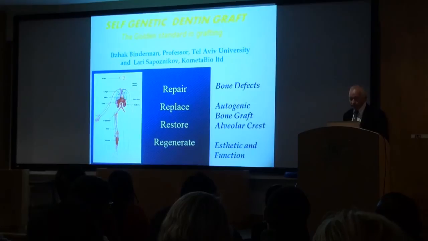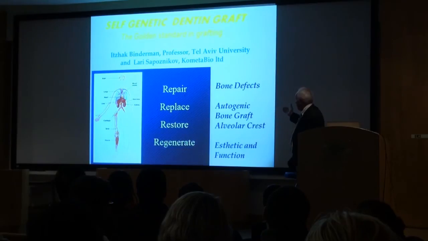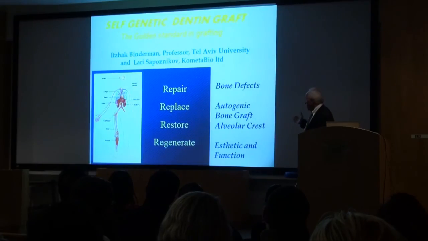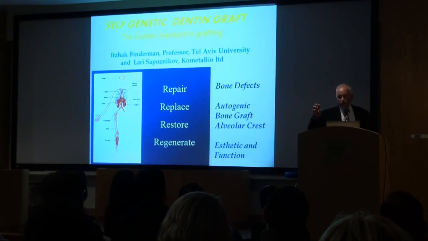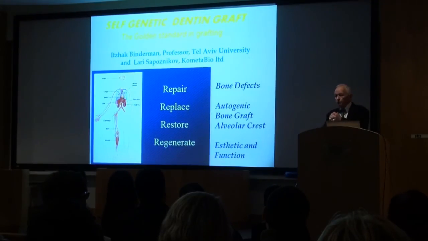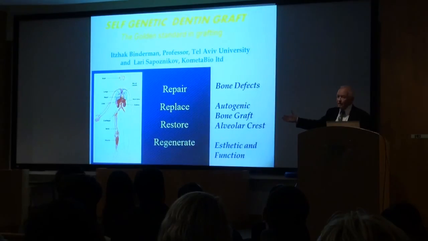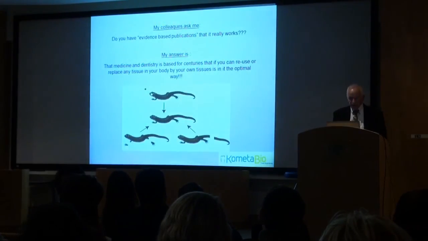So in summary, yes, we can repair bone defects. We can replace autogenous bone graft. We can restore the alveolar crest, which we showed you. And we can regenerate aesthetics and function. Because if we have an excellent bonding between new bone and dentin, then as you saw before, after 2 to 3 months, we can already have a very strong scaffold to put implants in this place.